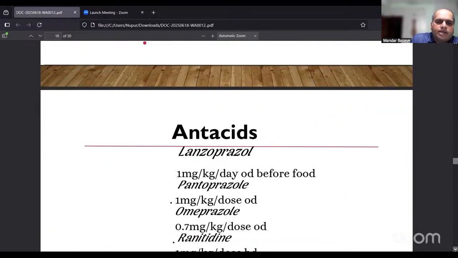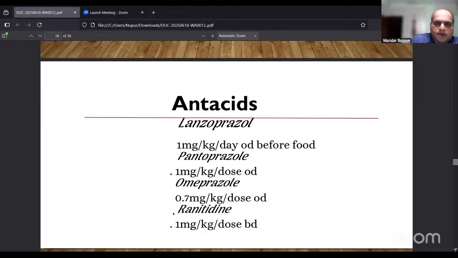Talking about antacids, there are H2 receptor antagonists and the proton pump inhibitors. Commonly, we use lansoprazole, pantoprazole, omeprazole, and newly recommended esomeprazole in patients with gastritis, peptic ulcers, and even GER and GERD. Usually, as we see, these proton pump inhibitors and H2 receptor antagonists should be given 1 hour before the meals. So lansoprazole is the dose of 1 milligram per kilogram per day.